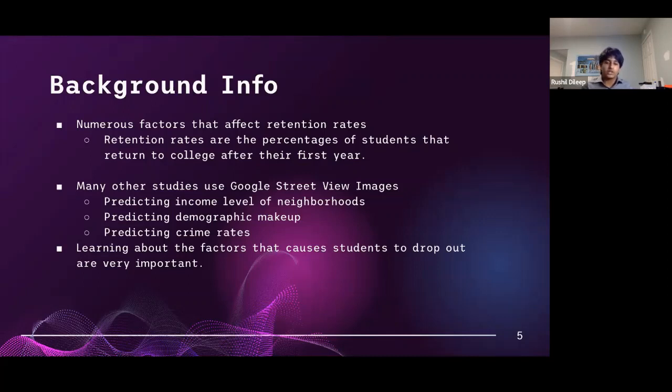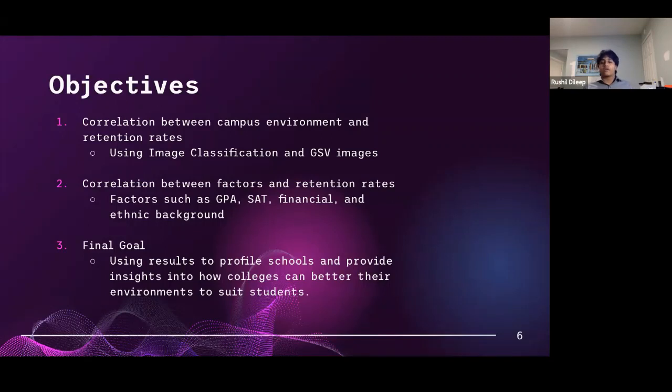And we chose this project because learning about the factors that cause a student to drop out are very important, and giving this information to colleges is also very important. So we have 3 main objectives in our research project. The first is the correlation between the physical campus of a college and their retention rates. This is the first part of our research and the main thing we are focusing on currently.